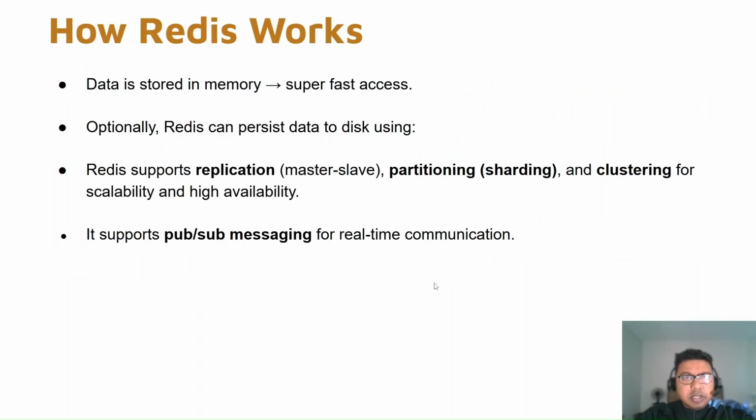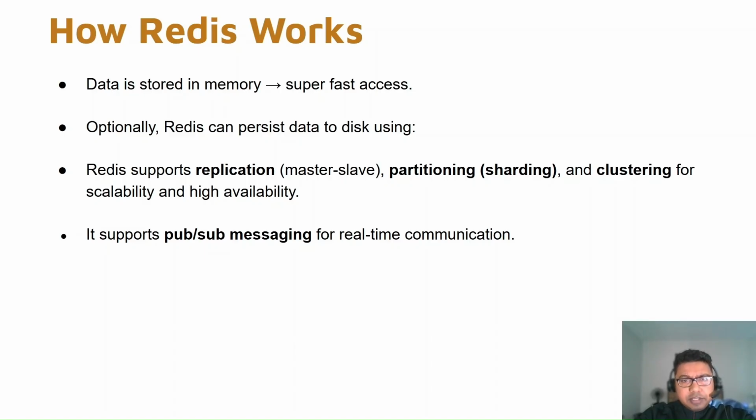How Redis works: data is stored in memory, as we know now. It stores data in memory, and it can also persist the data to disk. So that is another option. Redis supports replication, master slave scenario, partitioning, sharding, and clustering for scalability and high availability. We have multiple Redis clusters, and it syncs data between all the clusters, so it doesn't matter where we call, we get the same data. So that's why it supports clustering.